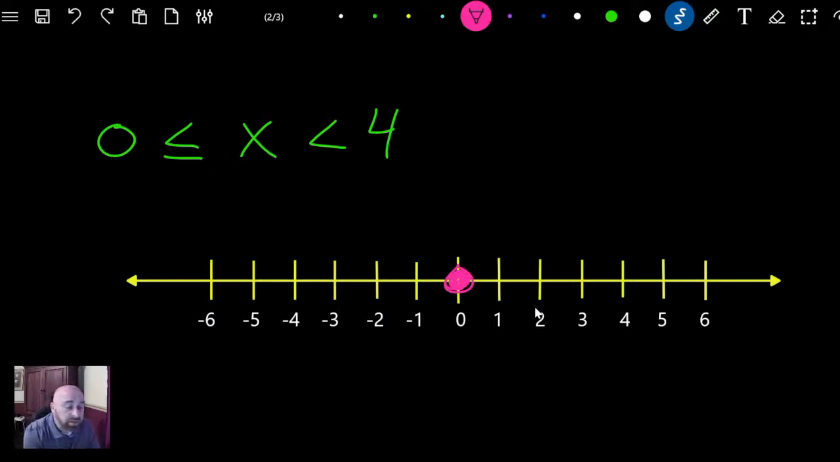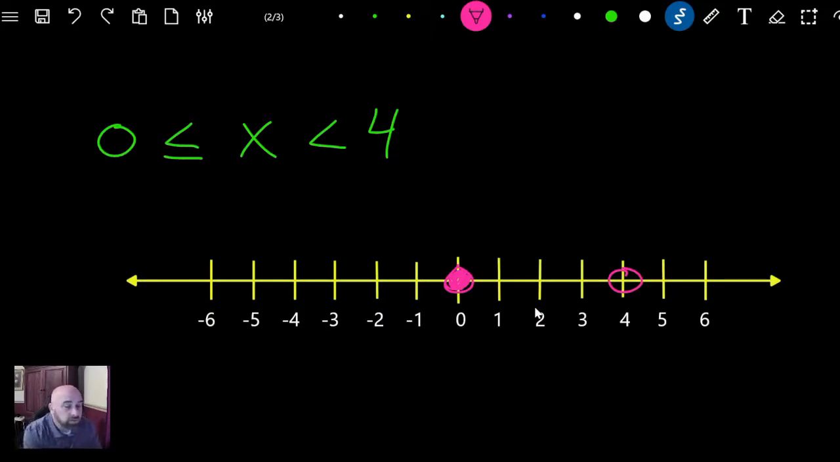Go to 4. That's our next critical point. We're going to circle 4. Do we color 4 in? No, we do not. Why not? Because it's not included. So now we see, is it the middle? Let's try the middle again. A lot of times it's going to be the middle. Not always. Don't count on it being the middle.